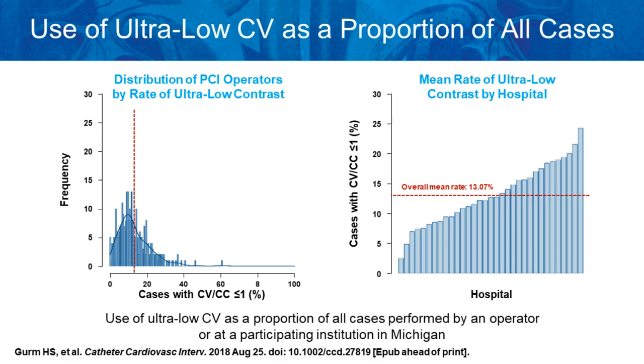Now, you might say, is this something that is doable, and how are different hospitals doing? Well, the biggest predictor of who got very low contrast is the operator. There were some operators in the state that were very good at this. You see on the slide 2 graphs. One on the left is the proportion of ultra-low contrast by operator, and on the other side is percent of cases at a given hospital. There were hospitals where only about 5% of patients were treated with ultra-low contrast, and others where almost 20 to 25% of patients were treated with ultra-low contrast, but the average is 13%.